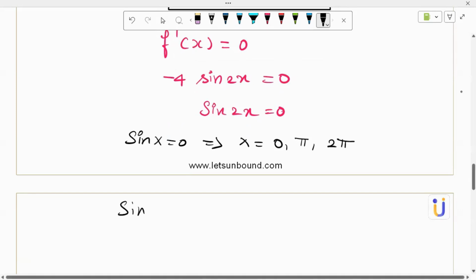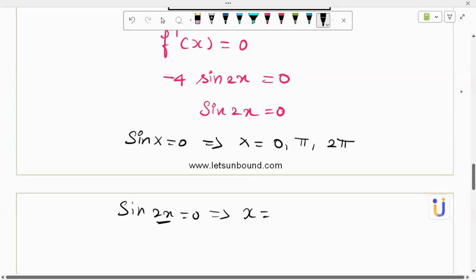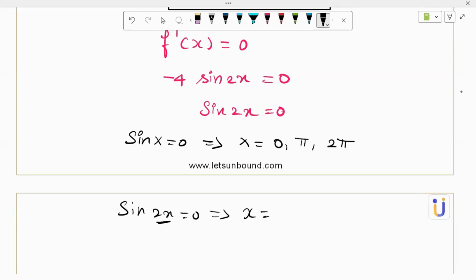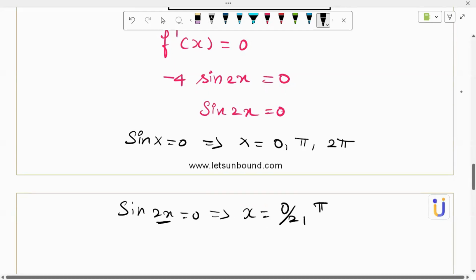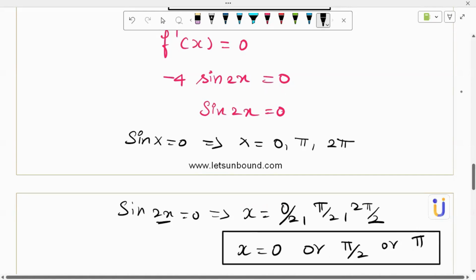And then sin 2x will be 0 when 2x is 0, pi, 2 pi. So you just divide by 2, right? Because I have x in 0, pi. If you have double the x, this 2 will go, divided by 2, right? So 0 by 2, pi by 2 and 2 pi by 2, which is x is equal to 0 or pi by 2 or pi. So in this case, f dash of x is 0.